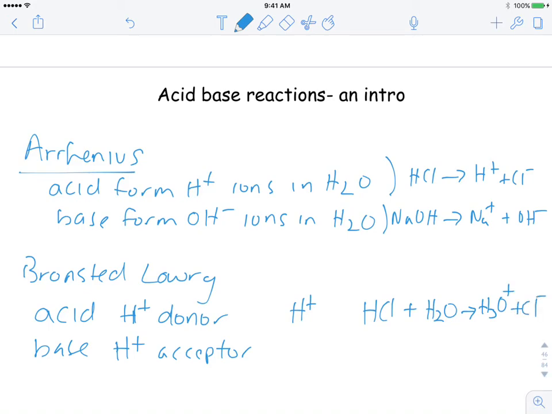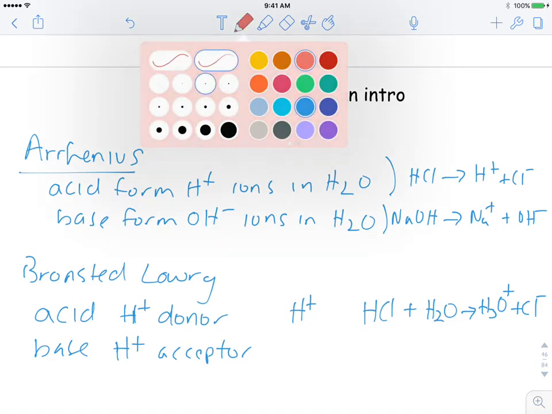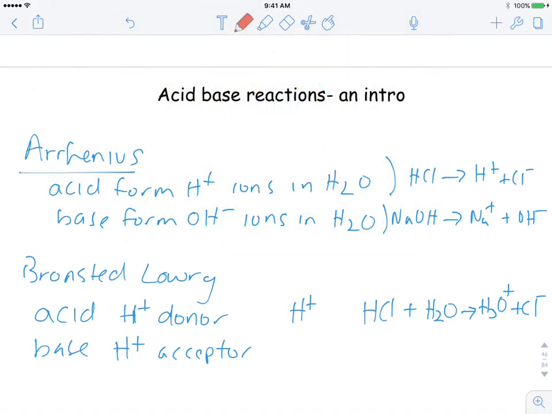Well, how did it do that? Well, the H+ was donated from the HCl to the water. It became H3O+. It left the Cl- behind. In this case, the HCl acted as the acid, and the water acted as a base. And we don't think of water as a base, but according to Bronsted-Lowry, it can act as a base in this case.